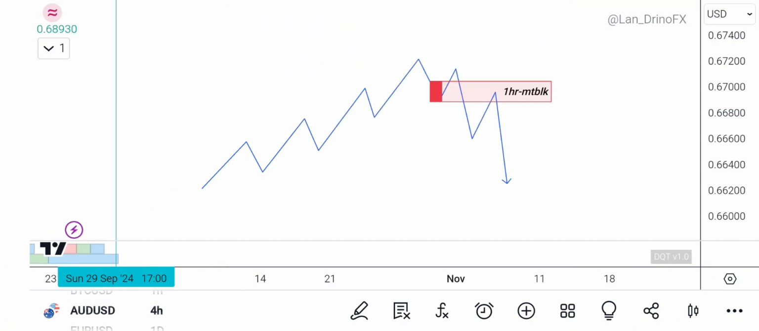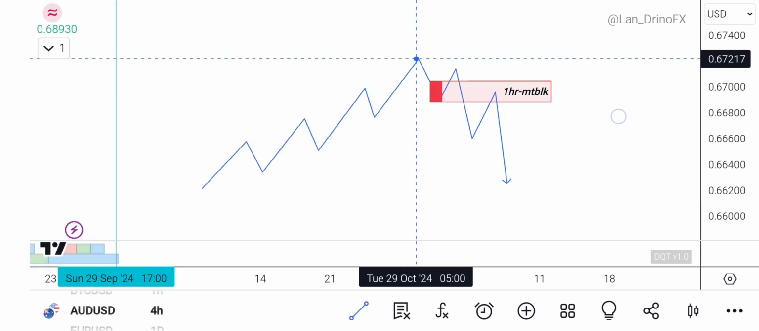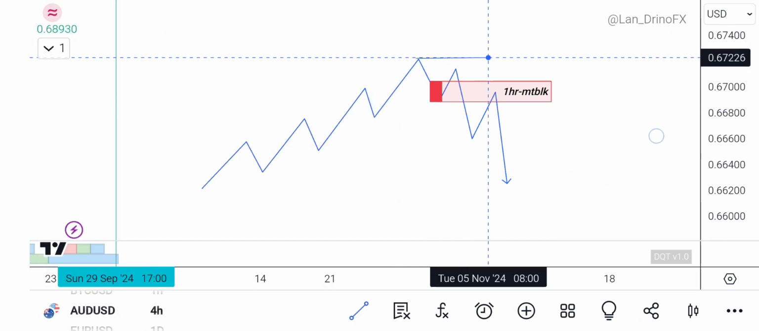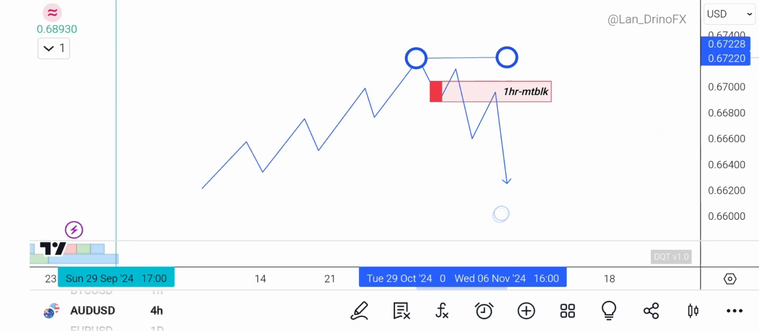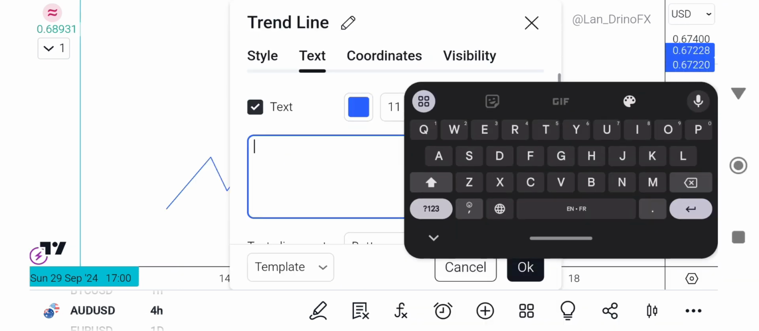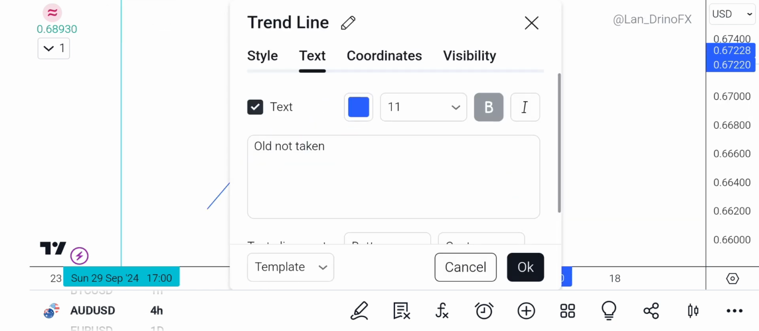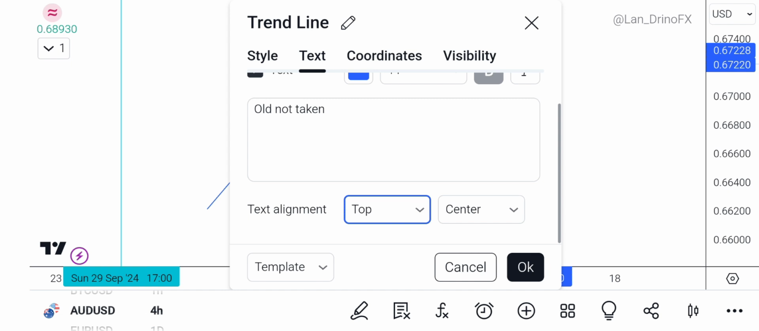So we want to see a scenario like this. Okay, notice that this last high has not been taken. This is an old high. It should not be taken. Okay, old high is not taken, so you need to pay attention to that. Old high not taken means price has not traded above it. Okay, that's the meaning of not taken. Okay, you can position it to the top and then center, no problem.